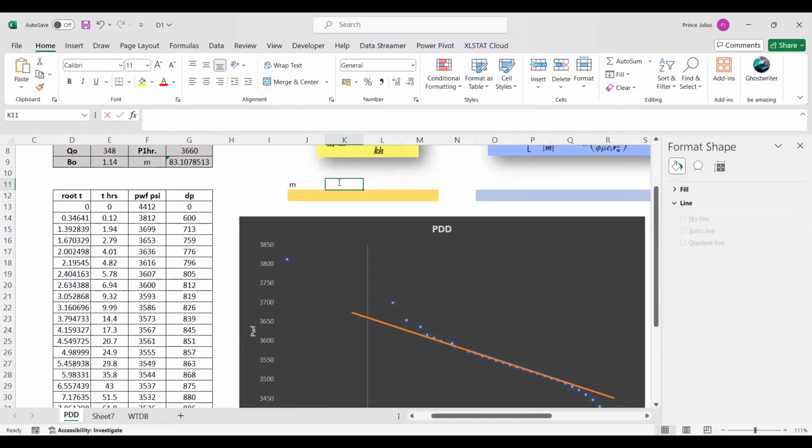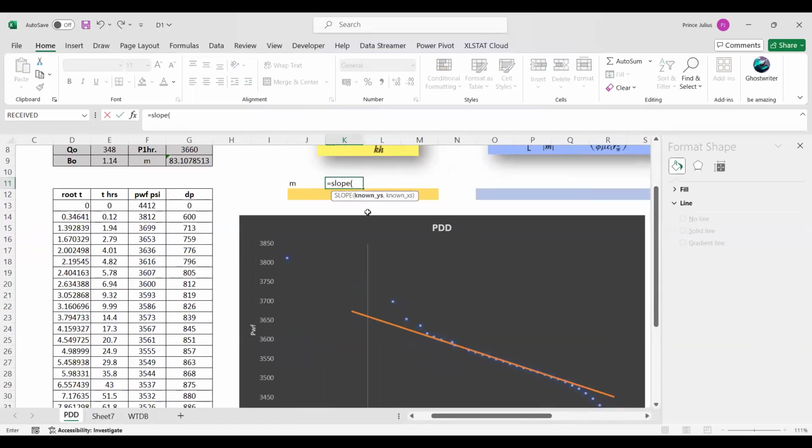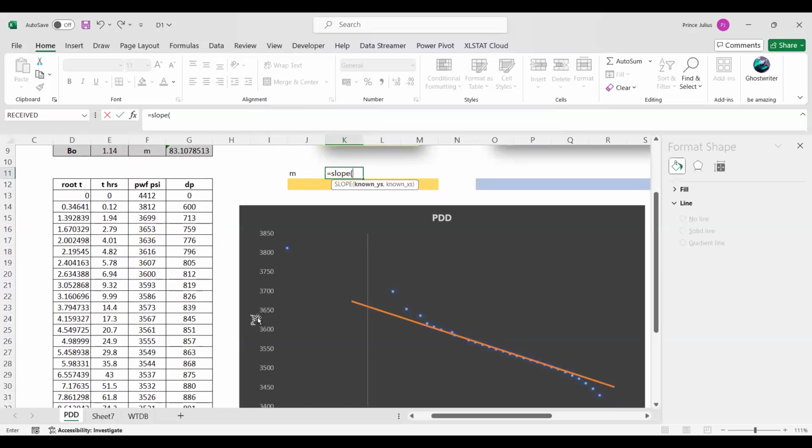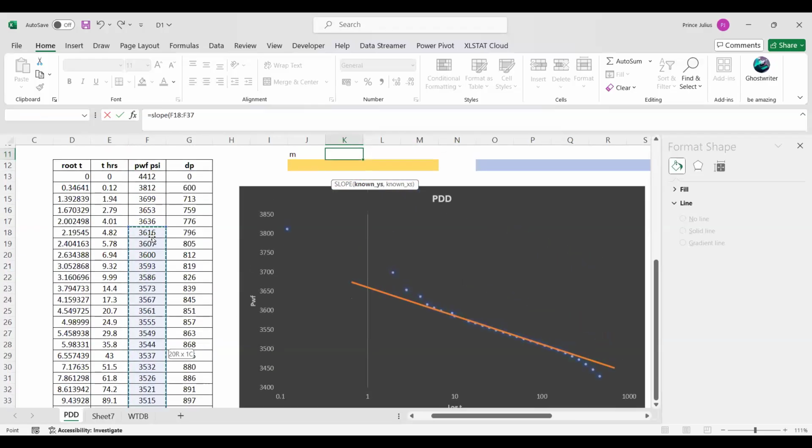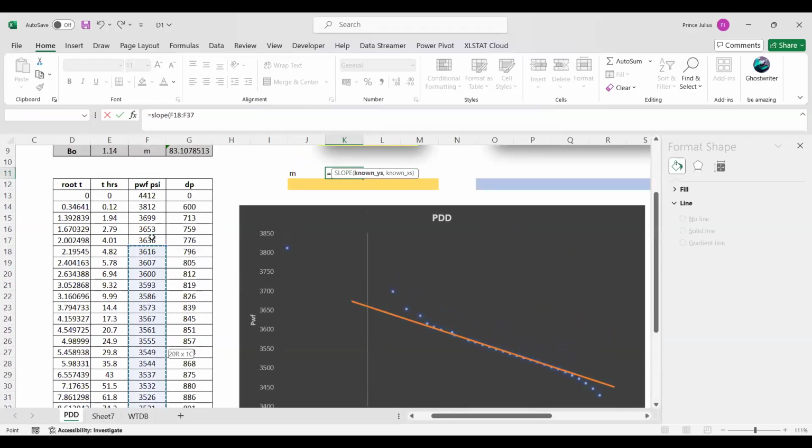I will be putting the function SLOPE and open parenthesis. Here it is asking for the y-axis. What is my y-axis? PWF. But we need to ignore the first five and last five. So 1, 2, 3, 4, 5, from here onwards, I'm going to go up to the last, but there also 1, 2, 3, 4, 5. So this is pseudo steady state and the top one is my wellbore storage, comma.